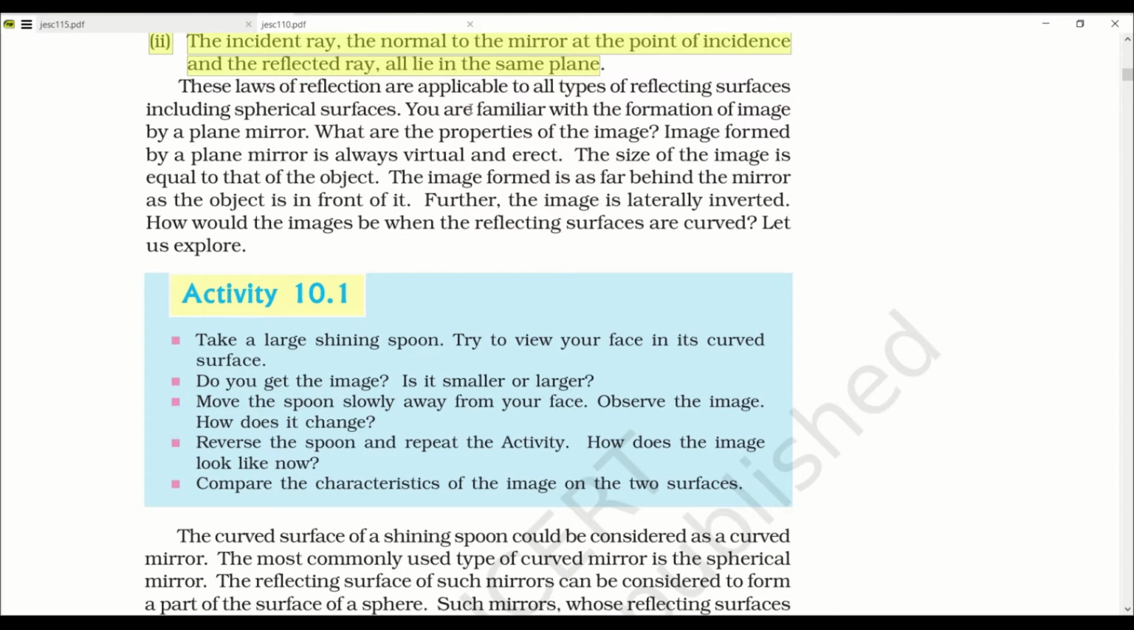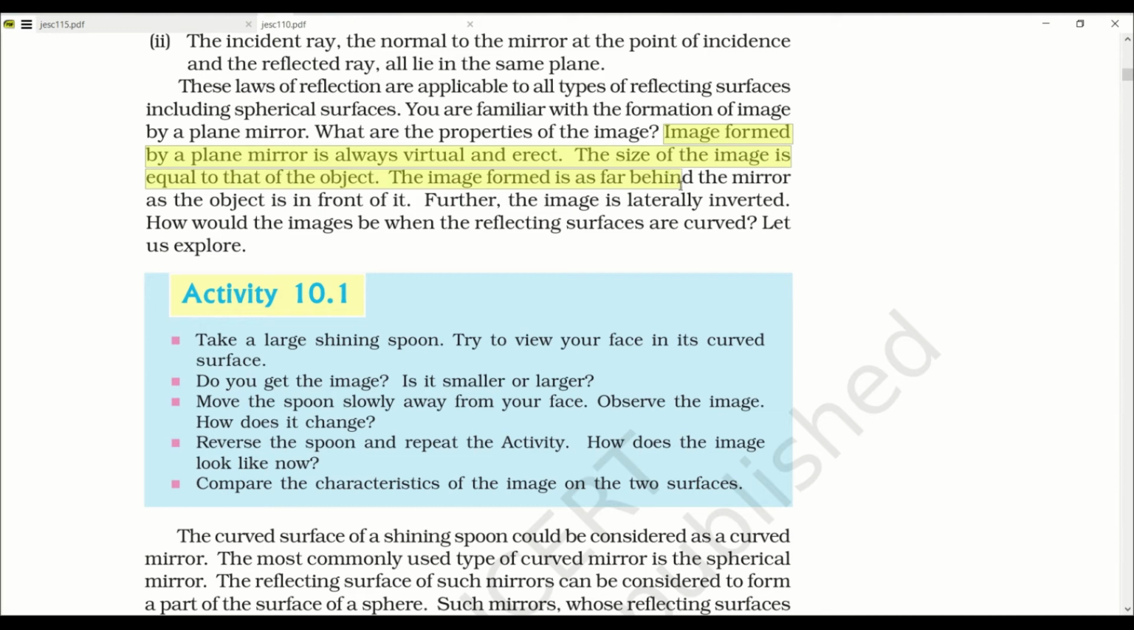These laws of reflection are applicable to all types of reflecting surfaces, including spherical mirrors. The same mirror which you observe in the morning while getting ready, that is the plane mirror, and there are other mirrors also, known as spherical mirrors, mirrors with spherical surfaces. The properties of the image of a plane mirror are: the image formed by a plane mirror is always virtual and erect.